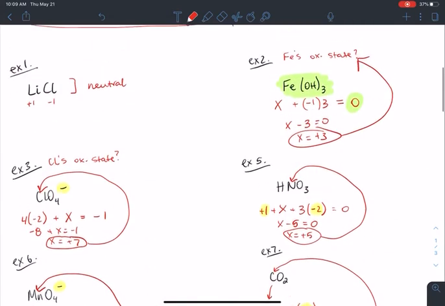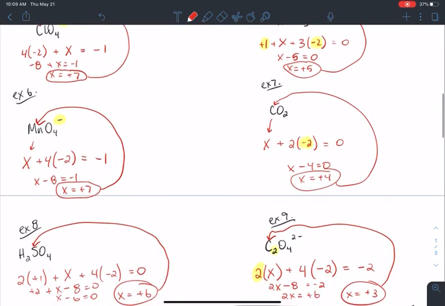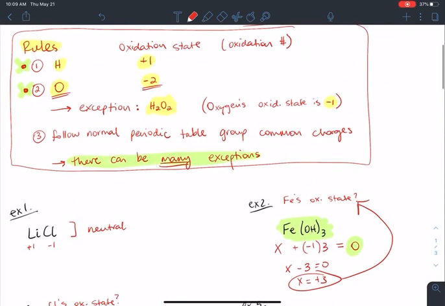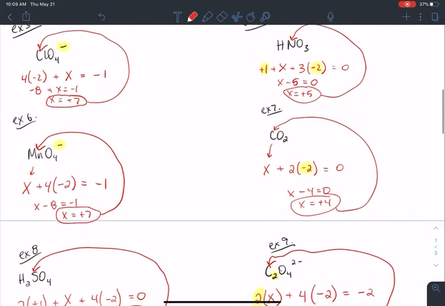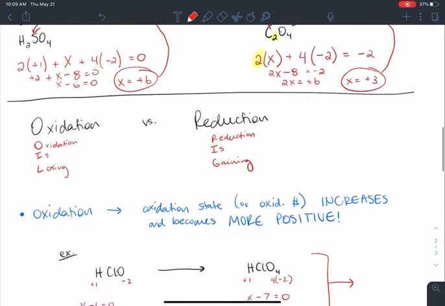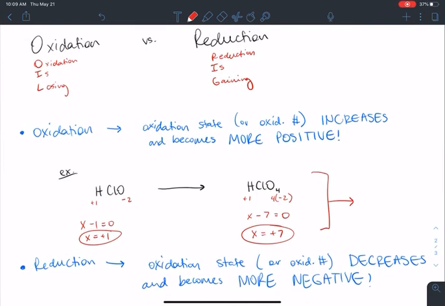So hopefully through those examples you were able to refresh yourself, right? Doing those calculations like we used to do to find the charge of something. But now what we're saying is that's the oxidation state. Okay? So oxidation versus reduction. So we know that oxidation is about losing electrons and reduction is about gaining electrons. And we have this fun mnemonic, OIL RIG. Oxidation is losing electrons, reduction is gaining electrons.